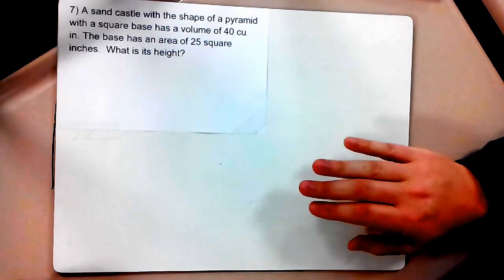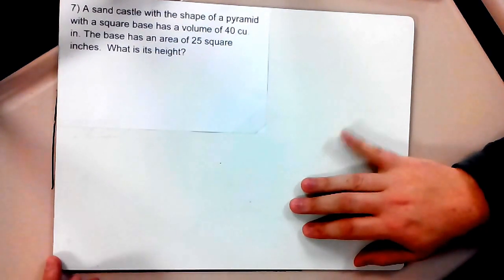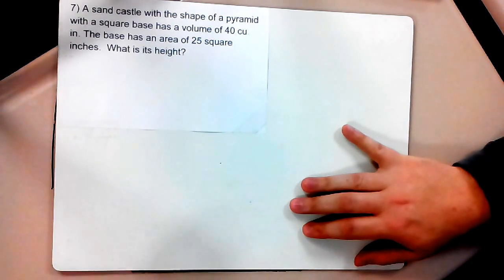What is the height? I could draw this picture out. I'm not going to do that here. What I'm going to do is go right to the volume of a pyramid. Now, it's just my opinion. If it makes you feel better to draw the picture, go for it. I find that sometimes students struggle more in drawing the picture than they do just solving the problem.